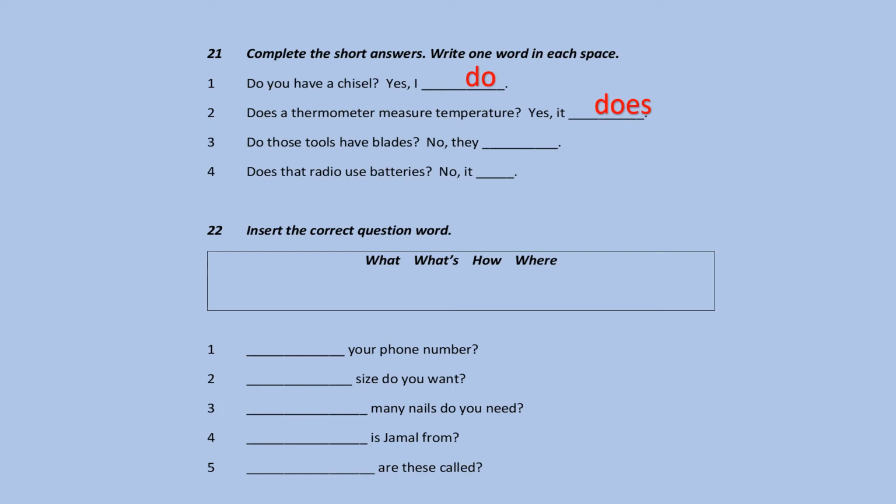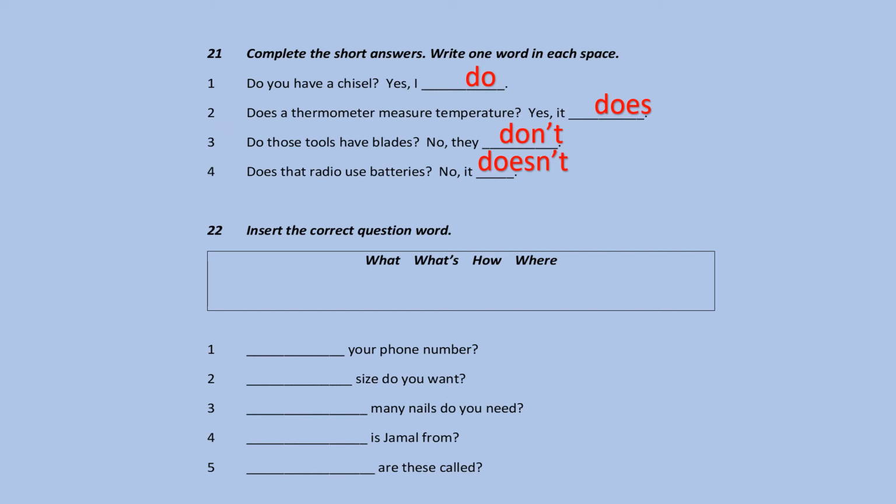does or doesn't. Number 3, do these tools have blades? No, they don't. Number 4, does that radio use batteries? No, it doesn't. Of course, the answer is not don't, it's doesn't, because in the beginning of the question we have does. Number 22, insert the correct question word, أداة استفهام.